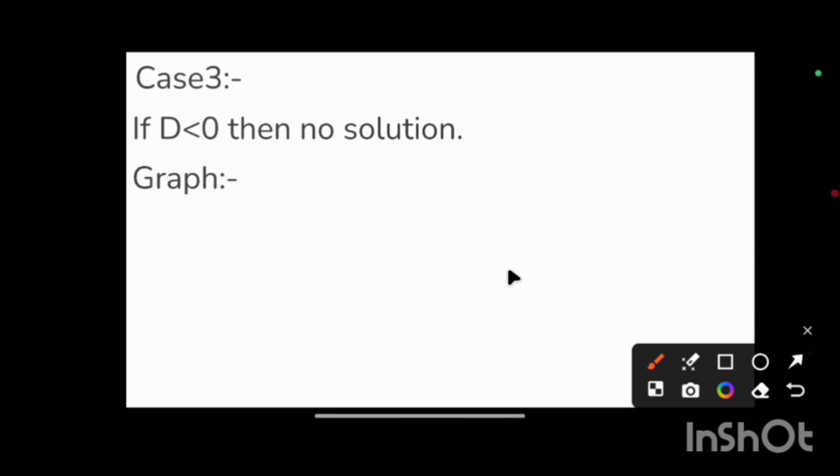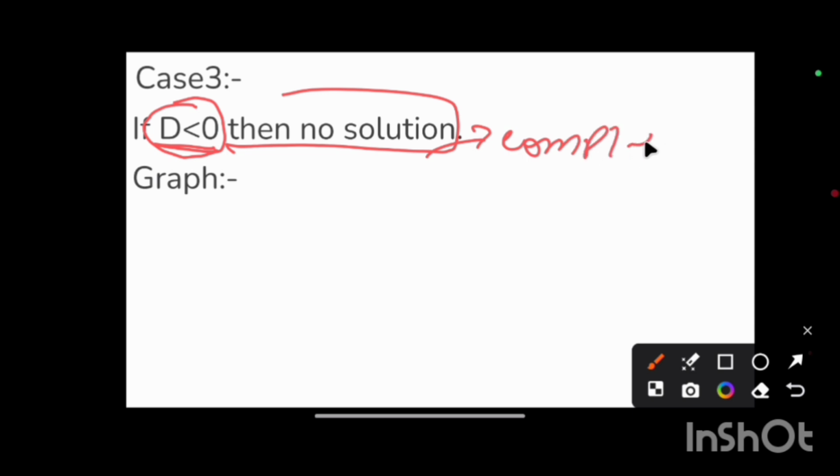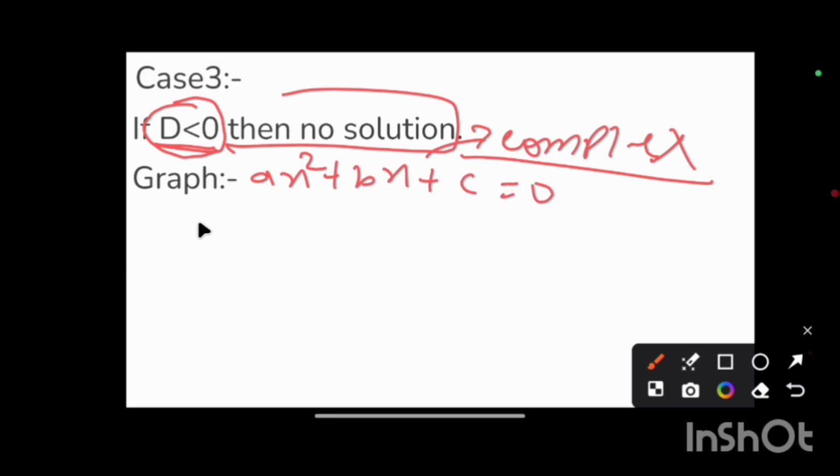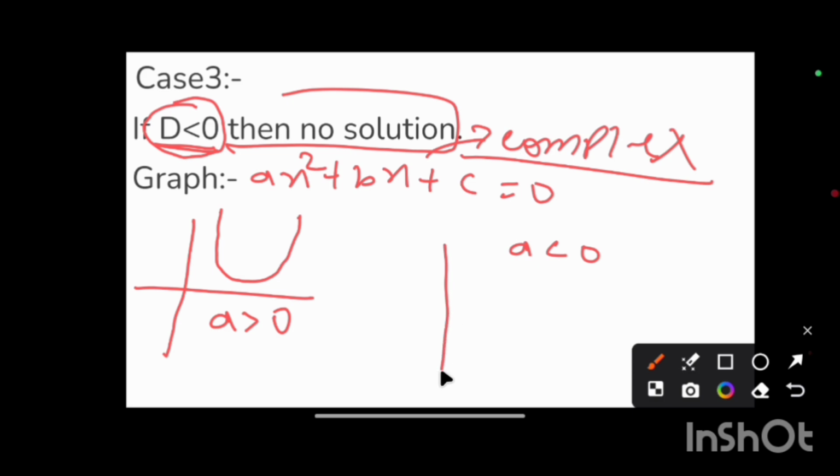Last case, if D is less than 0, then it has no real solution, and we can say it has complex solutions. What is the graph? If your equation is ax square plus bx plus c equal to 0, then you can find that there is no real solution, and your graph does not touch the x-axis. That is when a is positive, but when a is negative, then you can see your graph is like that.